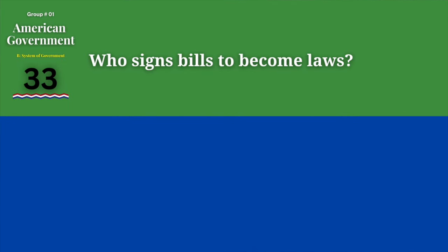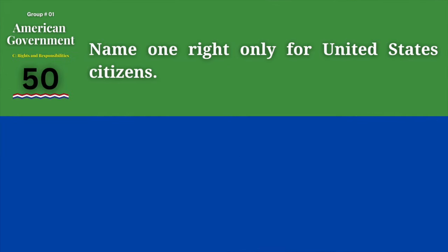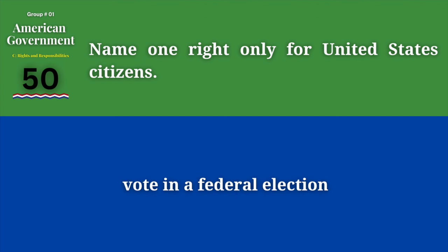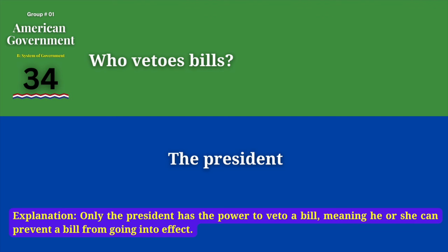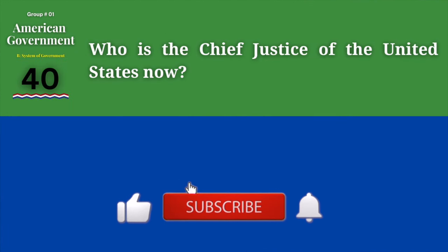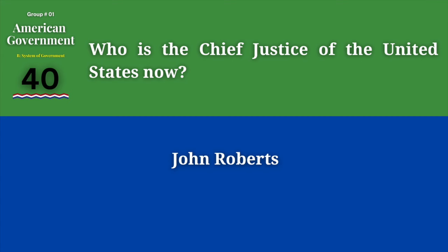Who signs bills to become laws? The president. Name one right only for United States citizens. Vote in a federal election. Who vetoes bills? The President. Who is the Chief Justice of the United States now? John Roberts.